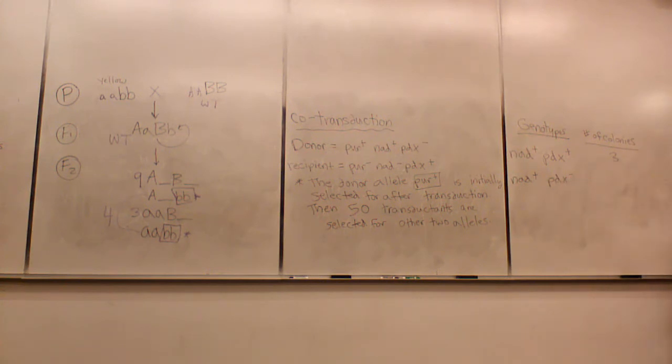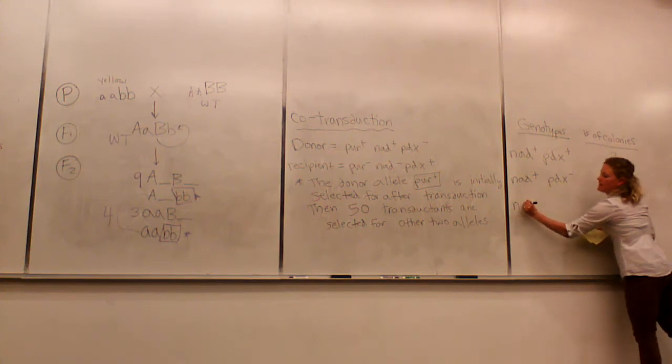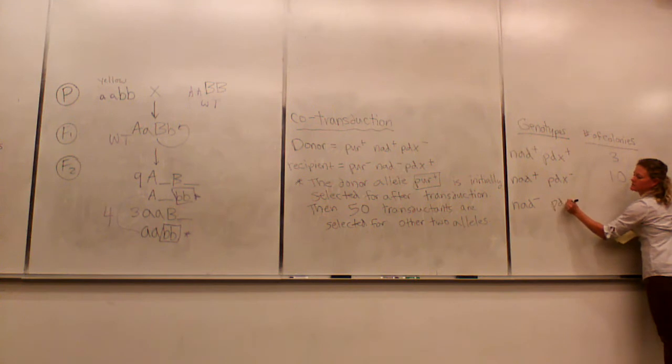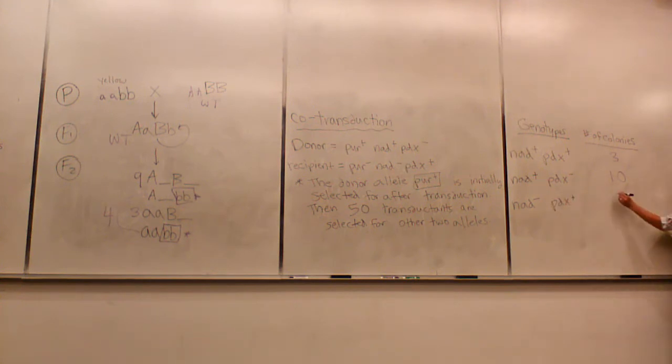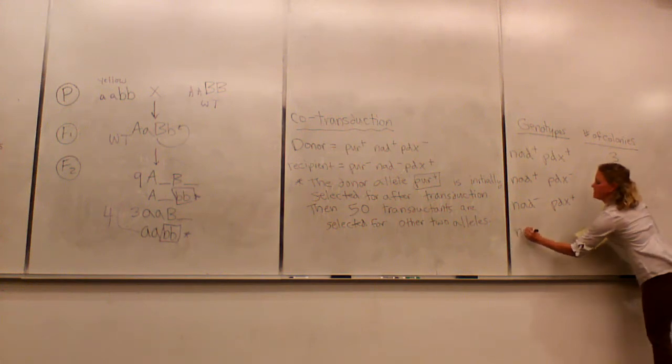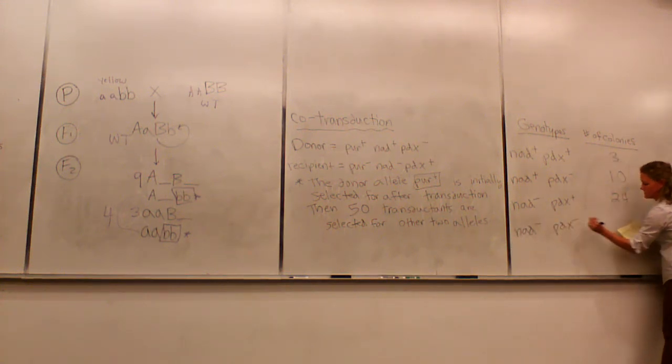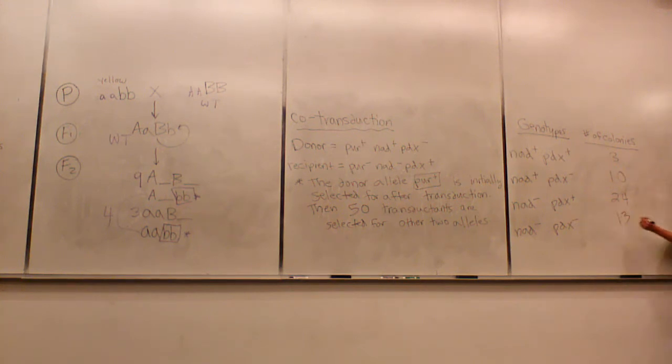So the first is NAD plus, PDX plus, and there's 3 colonies. Second is NAD plus, PDX minus, you have 10 colonies for that. Then you have NAD minus and PDX plus, and there are 24 colonies. Okay. And then NAD minus and PDX minus. And you get 13 colonies.